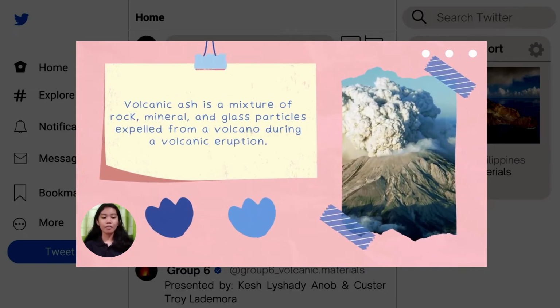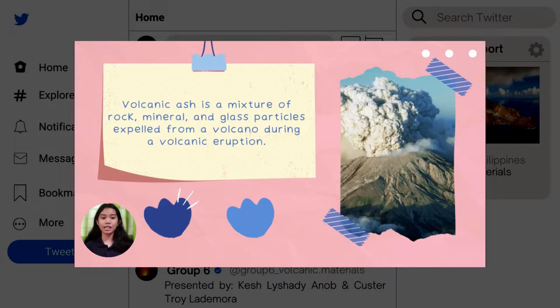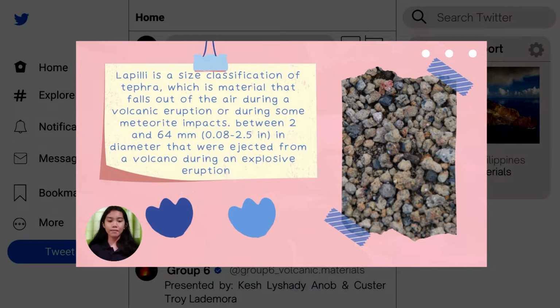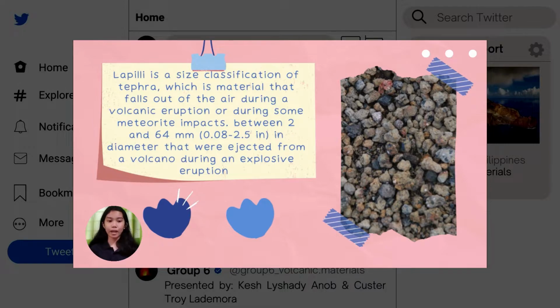Volcanic ash. Volcanic ash is a mixture of rock, mineral, and glass particles expelled from a volcano during a volcanic eruption. Lapilli. Lapilli is a size classification of tephra, which is material that falls out of the air during a volcanic eruption or during some meteorite impacts, between 2 and 64 millimeters, 0.08 to 2.5 inches in diameter, that were ejected from a volcano during an explosive eruption.